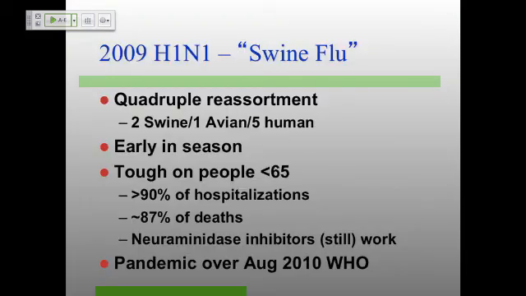Quadruple reassortment. So the reassortment gets back to that thing I was talking about, packaging. You remember 8 and only 8 get packaged per virion? Well, if you have multiple infections that take place at the same time in any particular organism, in any given cell, you've got those multiple genomes there. Depending on how they get packaged, as long as you've got 8 and only 8, that's going to give you a new virion.